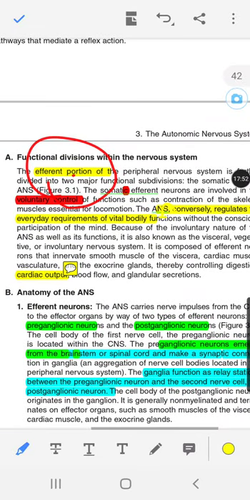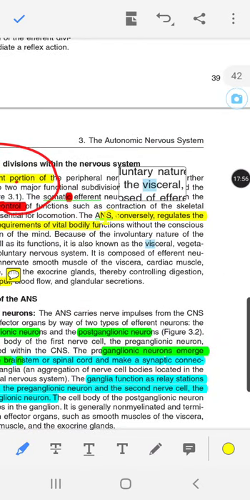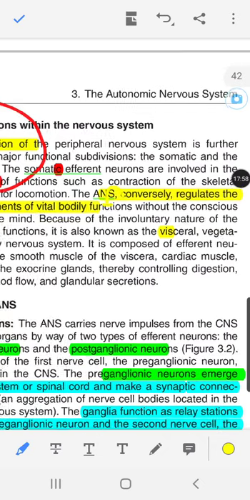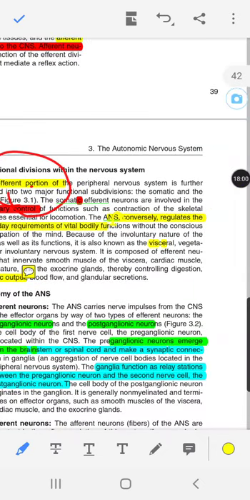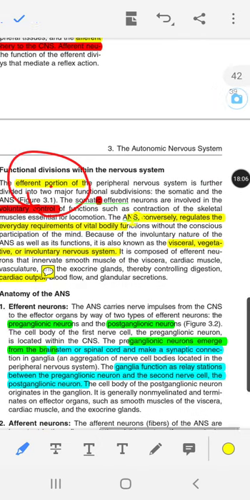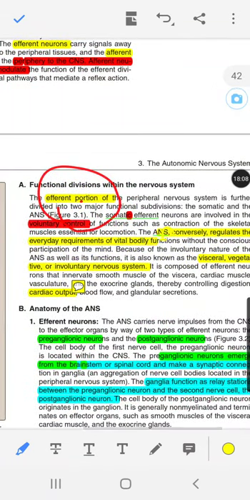So you have to learn ANS also called visceral, vegetative or involuntary nervous system.